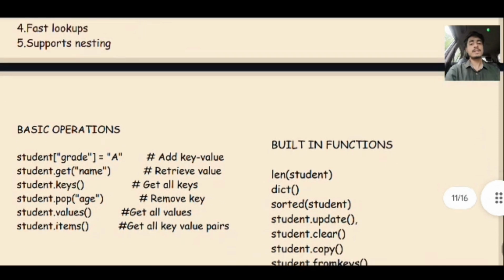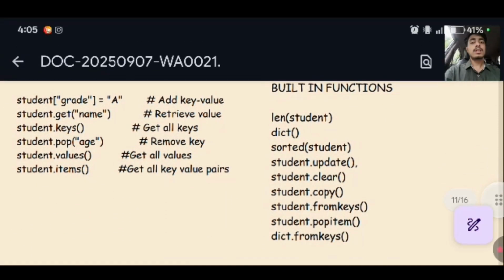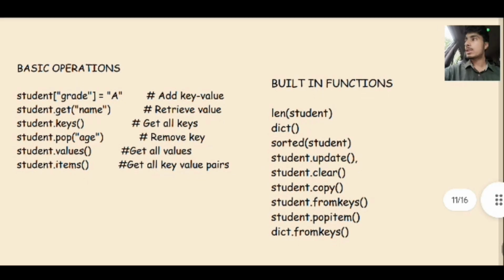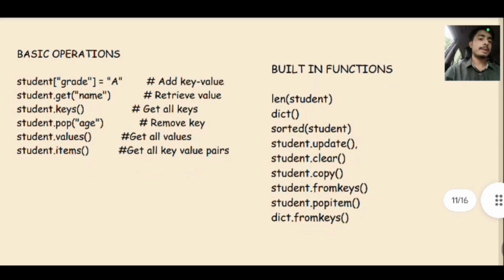Then the basic operations of a dictionary. First one, we can add a key value pair. The main highlight is that in dictionary we are using keys for performing different types of operations. For example, to retrieve a value, we just use the dictionary name dot get function, and in parentheses as arguments we pass the key to retrieve the corresponding value of that particular key value pair. Then we can use dot keys function to get all keys, dot pop to remove the key, then dot values to get all values, and dot items to get all key value pairs.